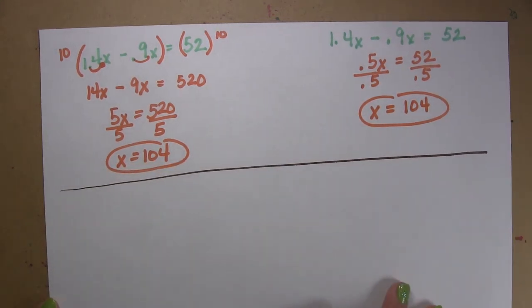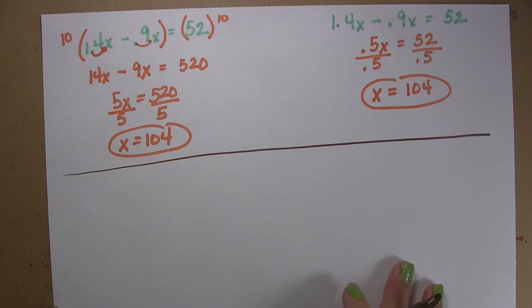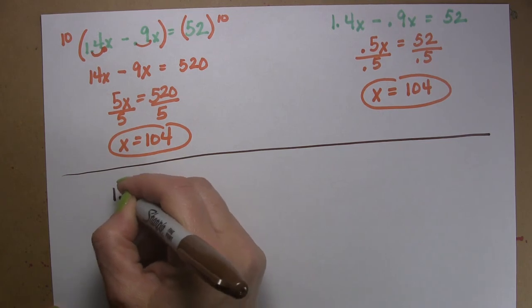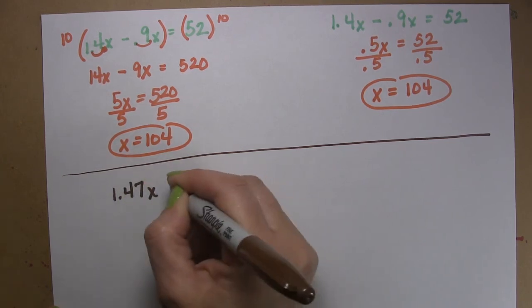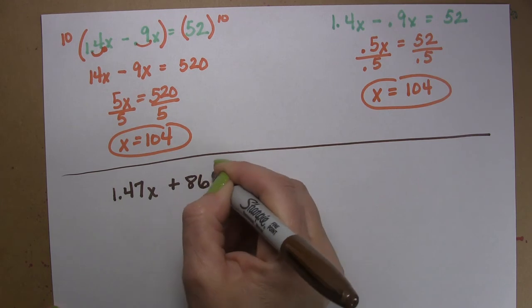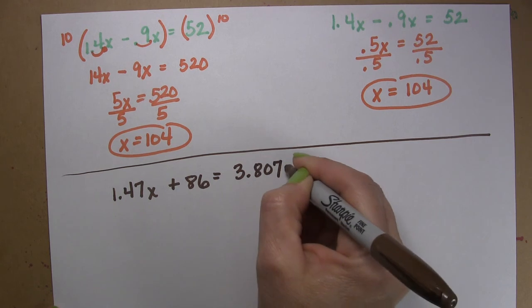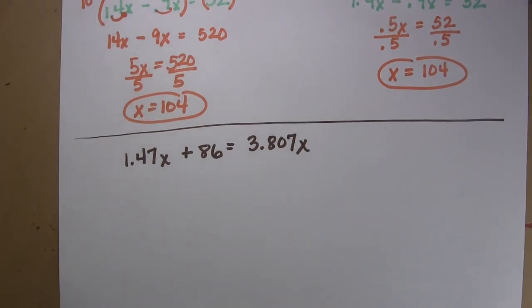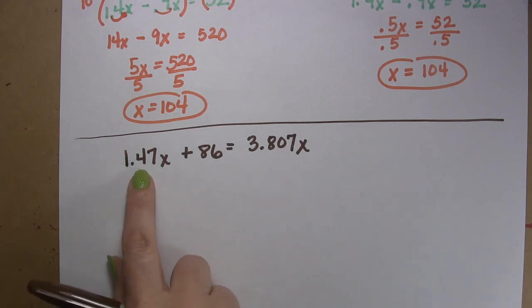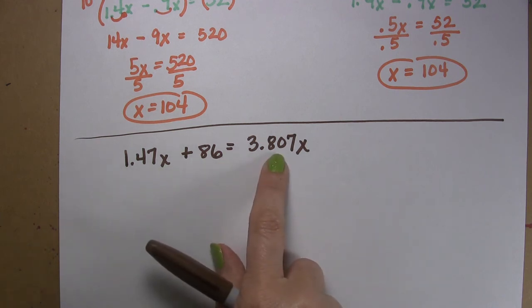Now, this is about as hard as it gets right here. I'm going to give you a funky equation: 1.47x plus 86 equals 3.807x. All right, this is about as challenging as it comes. Here's my question. How many places would we like to move the decimal point, if we felt like we had to get rid of the decimal point? Here we'd like to move it 2 places. Here we'd like to move it 3 places.